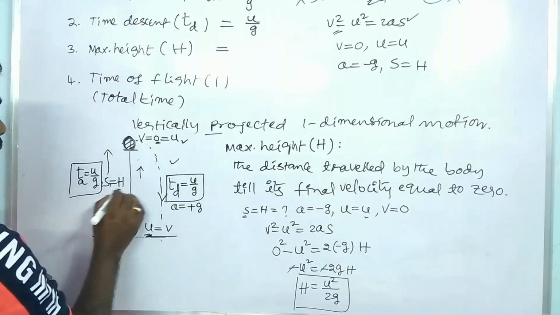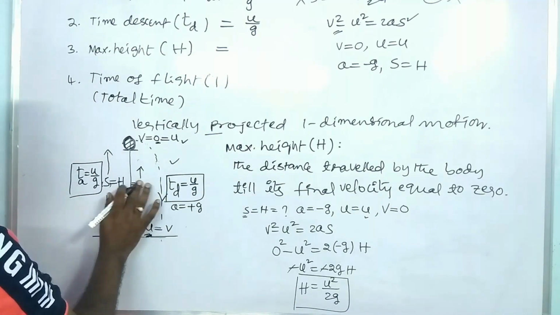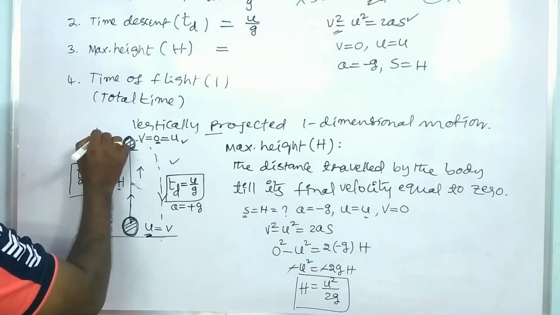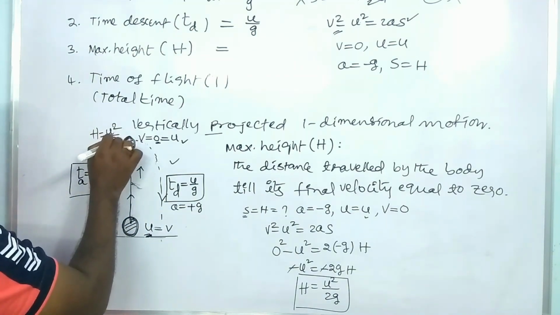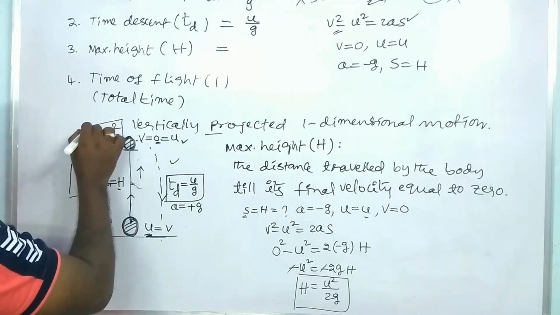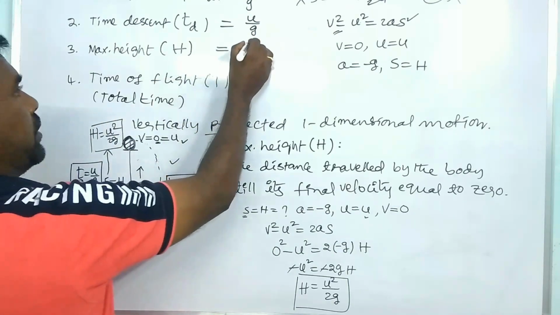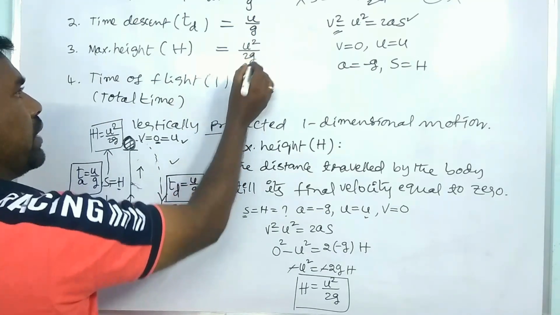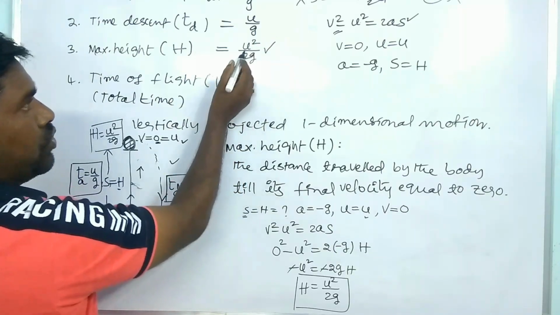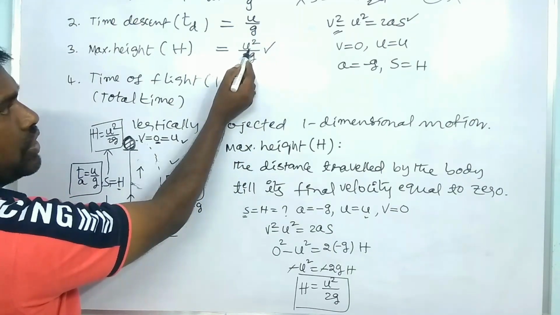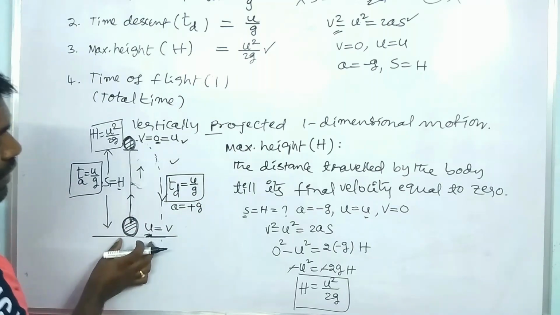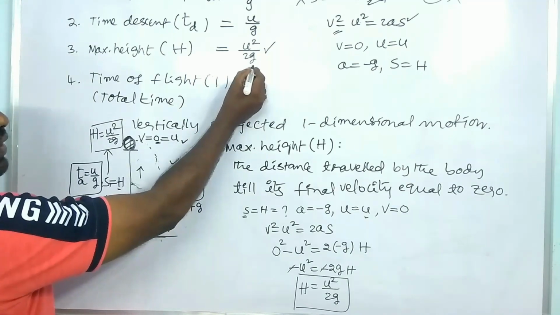So this is the maximum height, u square by 2g. This is the formula to find the maximum height of a projectile body, u square by 2g. That's why it depends only on the initial velocity, which was given by us. g is always constant.